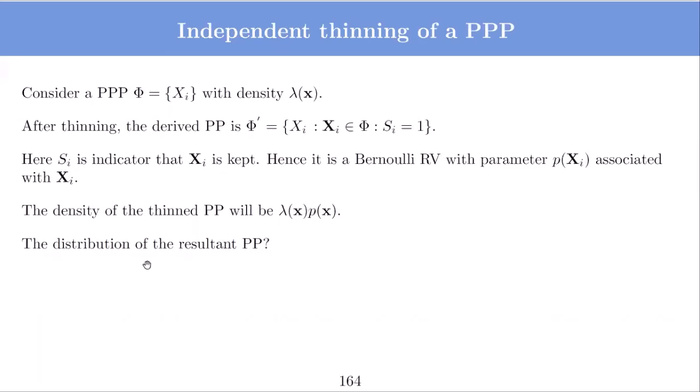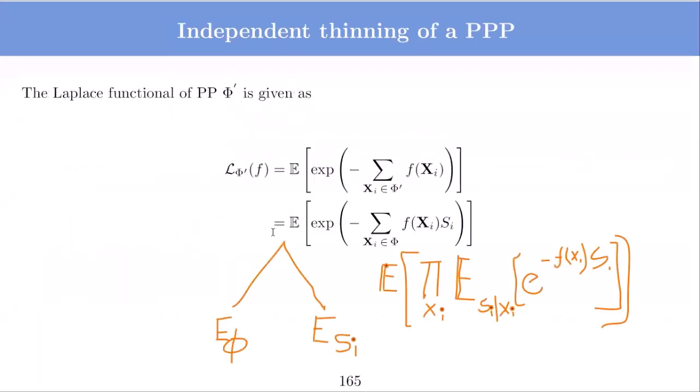But what we want to understand here is, if we take a PPP, then what is the distribution of the resultant point process? So to compute the distribution of the resultant point process, we will compute its Laplace functional. If the Laplace functional comes out to be a known form, then we can guess what the actual distribution of phi dash is. So the Laplace functional of phi dash is given as expectation of exponential of minus summation over all points in phi dash of f(X_i).